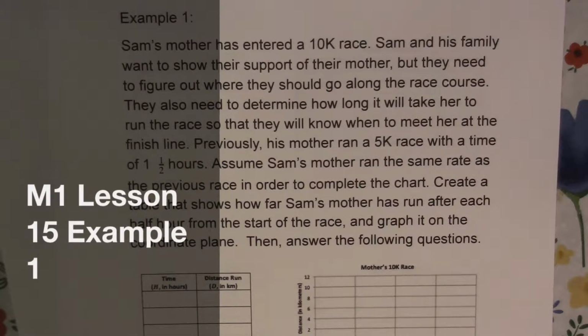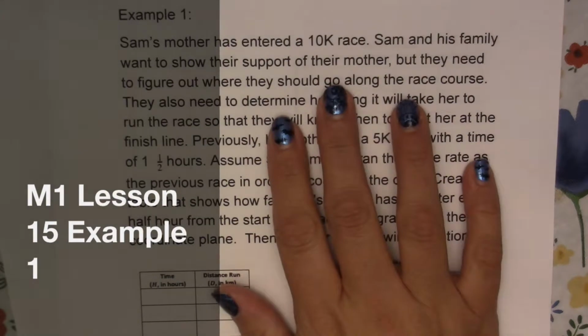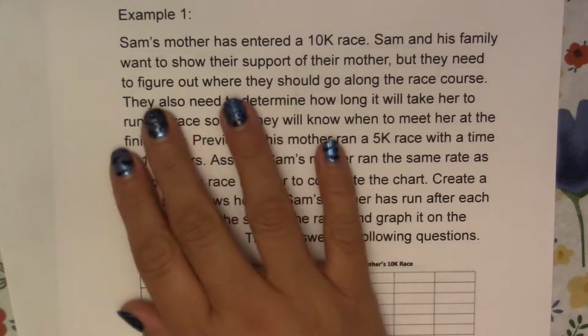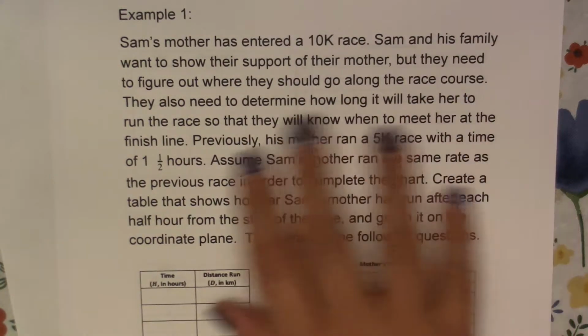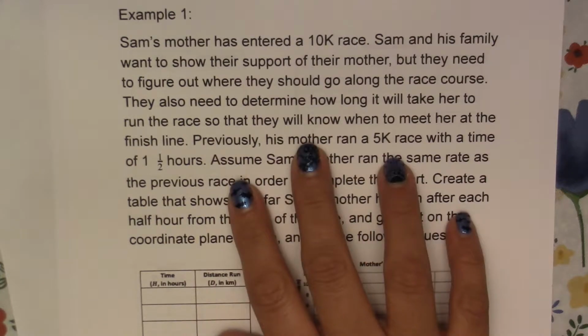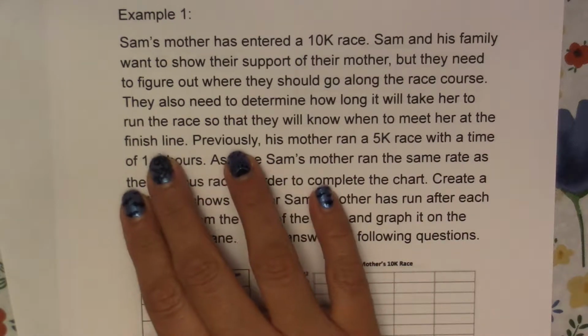Example 1. Sam's mother has entered a 10K race. Sam and his friends want to show their support of their mother, but they need to figure out where they should go along the race course. They also need to determine how long it will take her to run the race so that they will know when to meet her at the finish line.